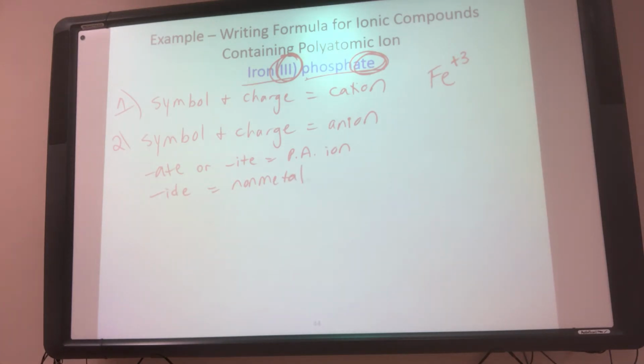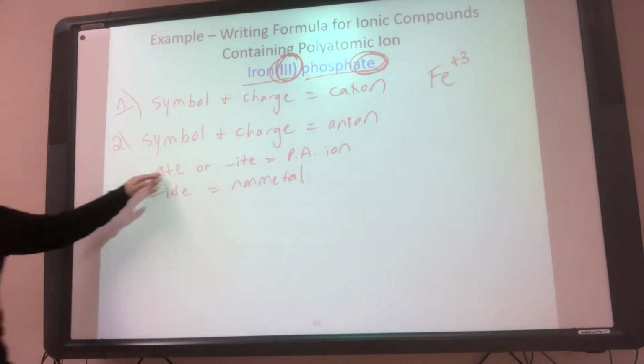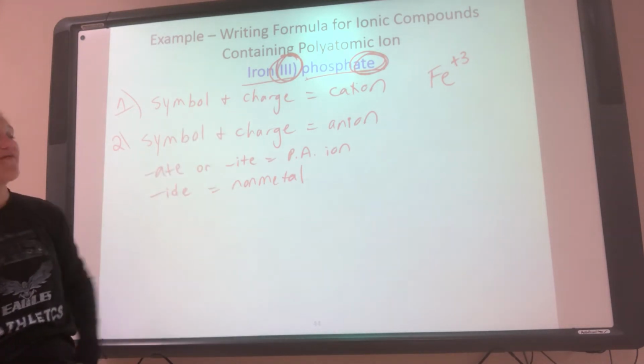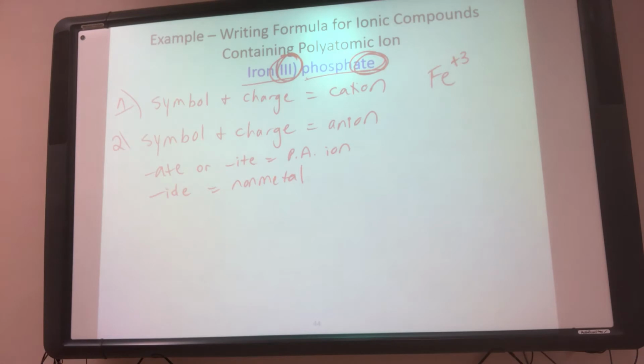So it ends in ATE. So if it ends in ate, it's a polyatomic. So I have to go to my chart and find phosphate. Okay? So I go to my chart, I look it up, and I find phosphate. And phosphate is PO4 3-. So that's what it is on my chart. So now I have both the cation and anion.